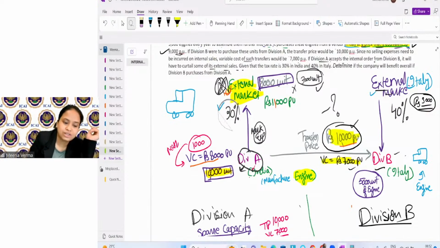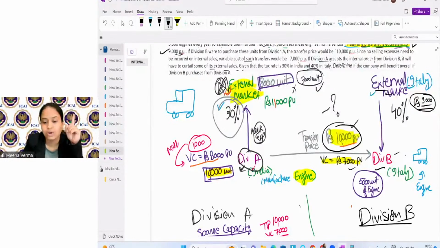If you are transferring goods from a country having a lower tax rate to a country having a higher tax rate. This is a question where the supplying division has the lower tax rate and the receiving division has the higher tax rate. And we have learned that the tax rate also has an impact on the profitability of the company.